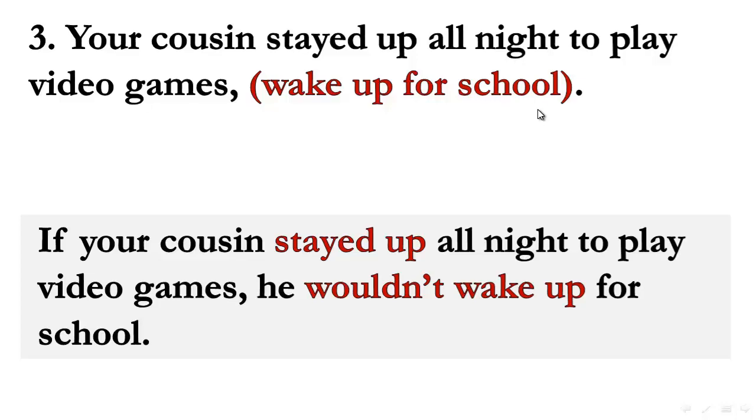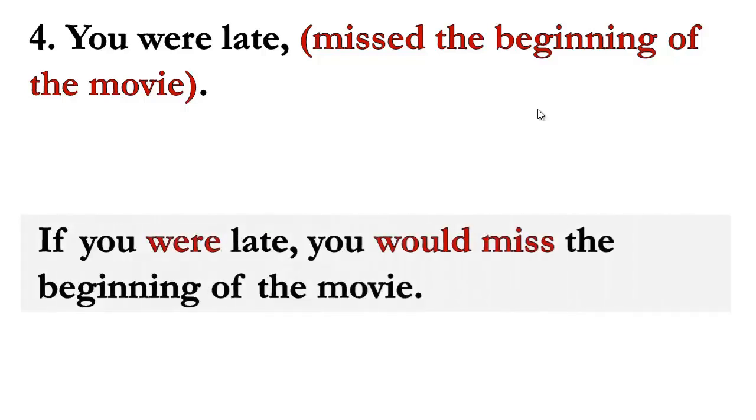The same thing and the same rule. Number 4, you were late. Missed the beginning of the movie. So here the same thing. If you were late, you would miss the beginning of the movie. So as you see here, this is past tense, verb 2. But here, the base form, verb 1, from missed, miss: would miss the beginning of the movie.